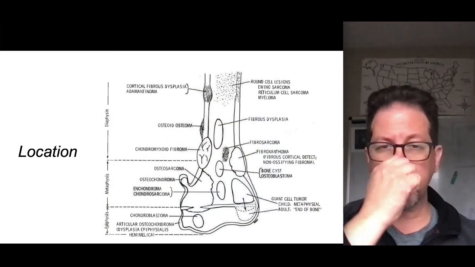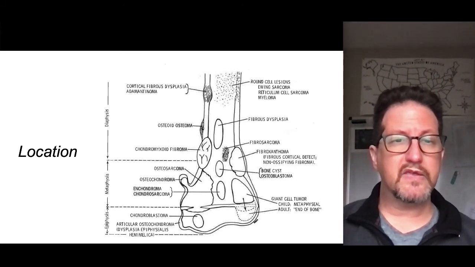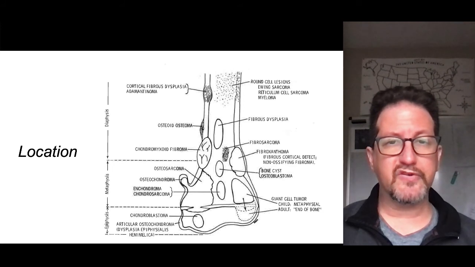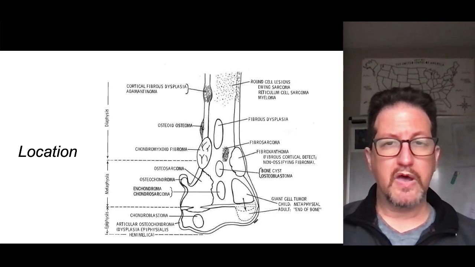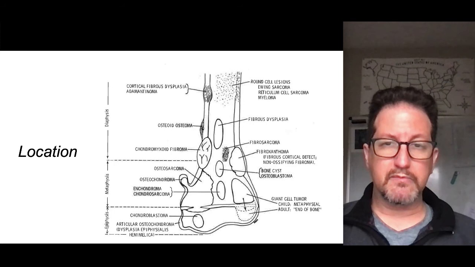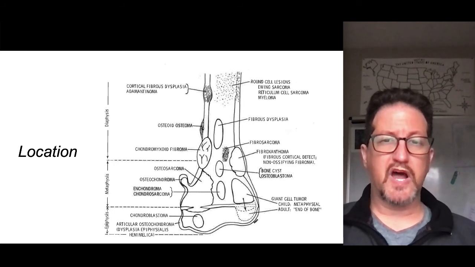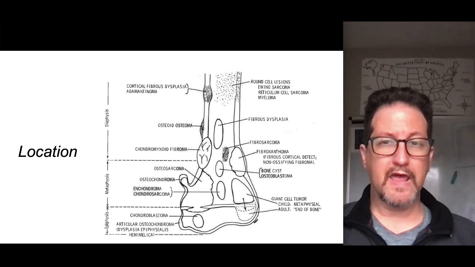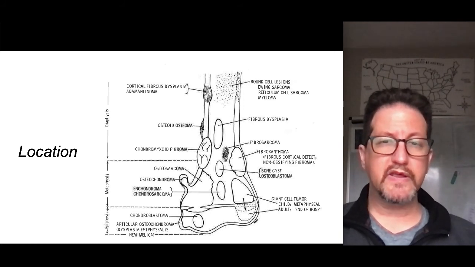Okay, now if you like to memorize images or if you like pictures, you can see that in the epiphysis, metaphysis, and diaphysis, you have various tumors. The one I want to point out to you, though, is the giant cell tumor. If you look in the bottom right corner of this image, you can see where it says child is metaphyseal and adult is the end of the bone. And that's actually a really common finding.